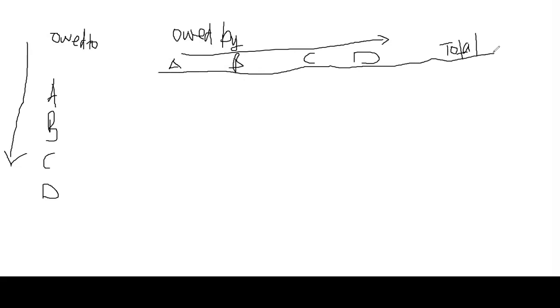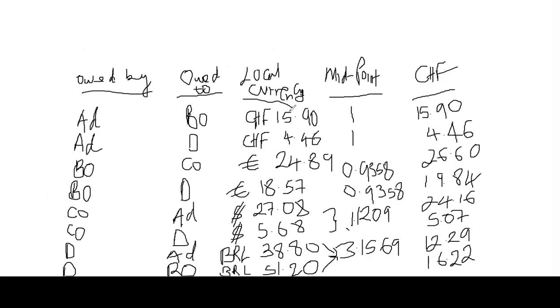So you go to that table that you have already, the one we did with the currency. Is A owed by B? If he is, how much? You go to that table, you look at the CHF. This is where you are getting the information, this is where you get these numbers.